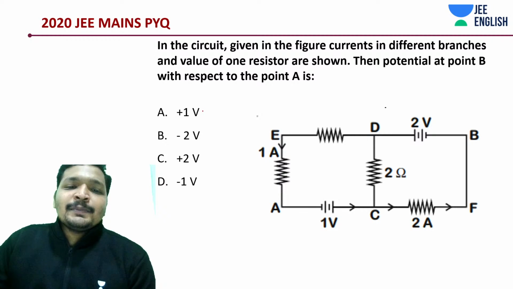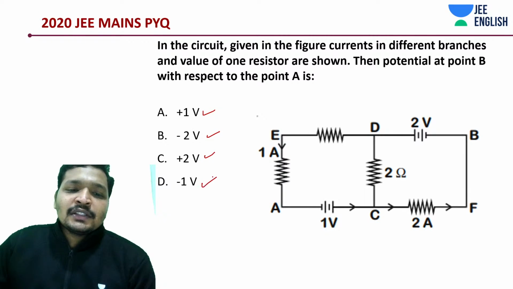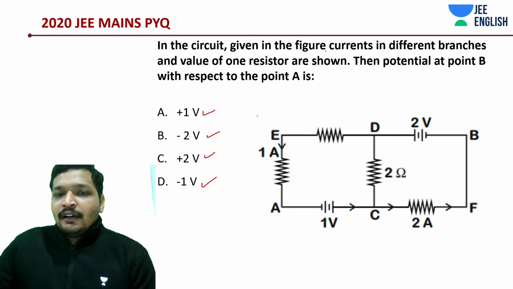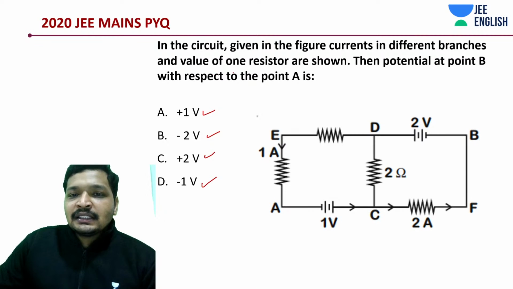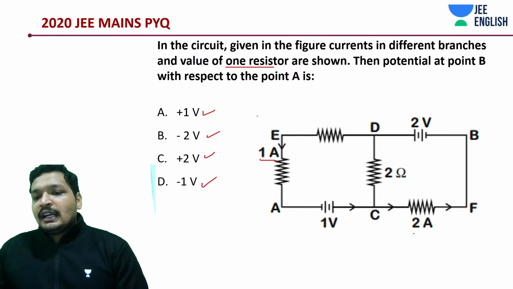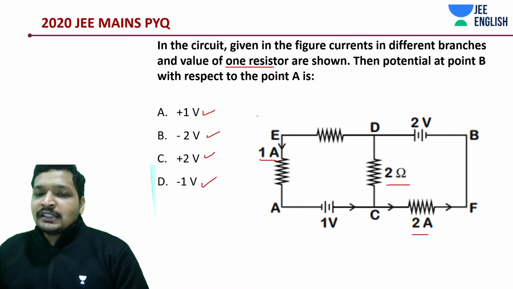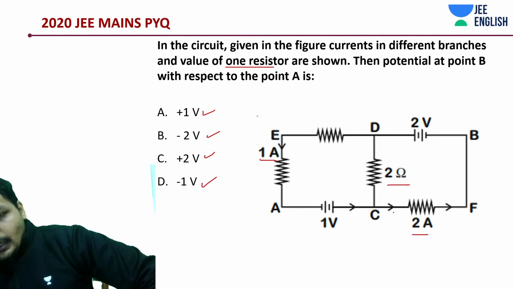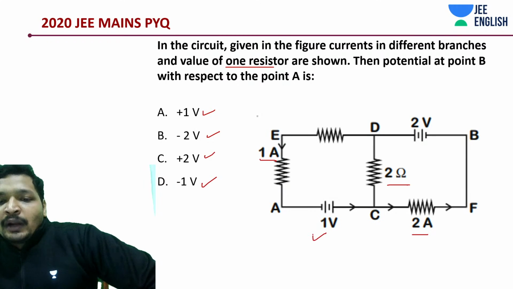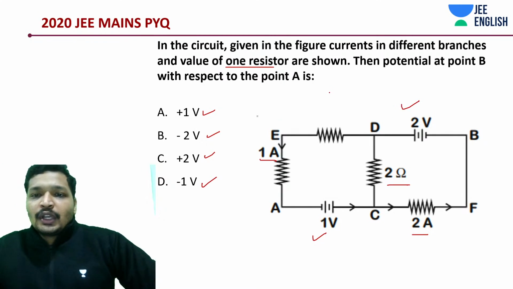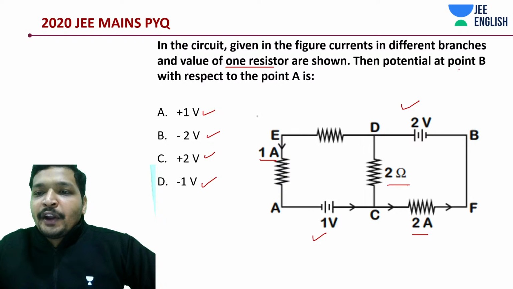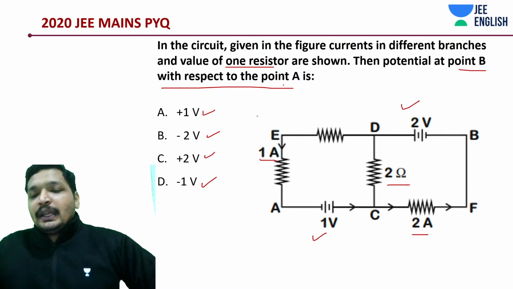You want to find what all values? Plus 1 volts, 2 volts, plus 2 volts, minus 1 volts. In a given circuit, in the figure, currents in the different branches and the value of the resistance of one resistor is shown. One resistor value is given to you, and I think one current value is given to you, that is 1 ampere, and even over here 2 ampere is given to you, and that one resistor's value is 2 ohm. Value of currents are given to you. Okay, and some 1 volt and 2 volt are given to you. The potential of point B with respect to A.